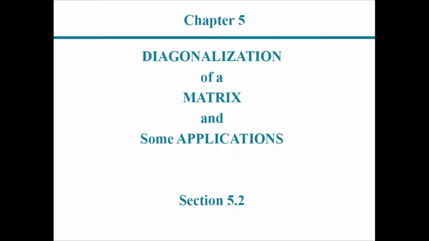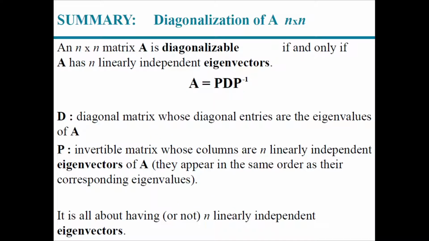We are now in section 5.2, and this is about diagonalization of a matrix, and we will also see some applications. Diagonalization of a matrix is a simple, easy, and fast topic. So, in summary, this is what it is all about. We have a square matrix, n by n, and we are going to see if this matrix is diagonalizable or not.